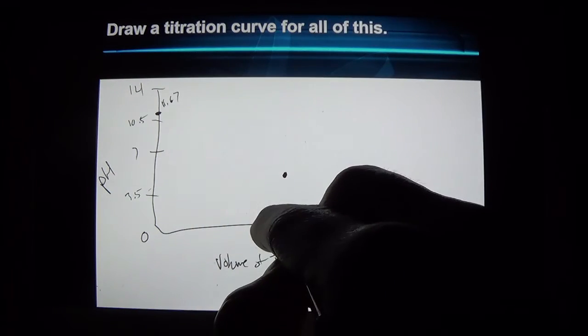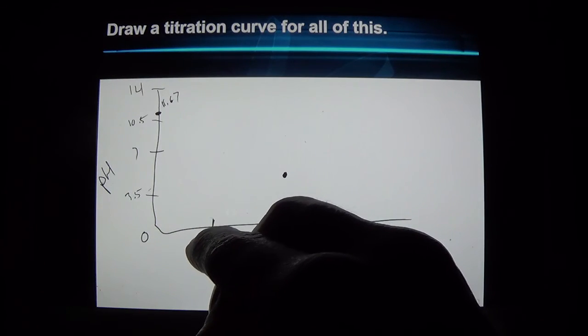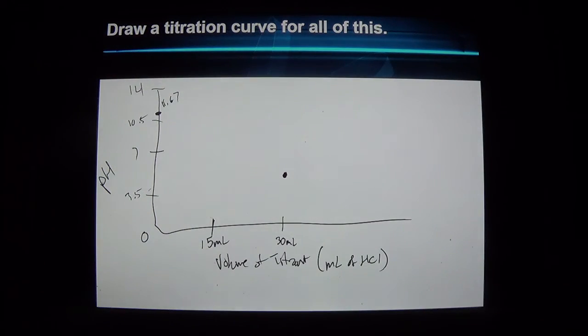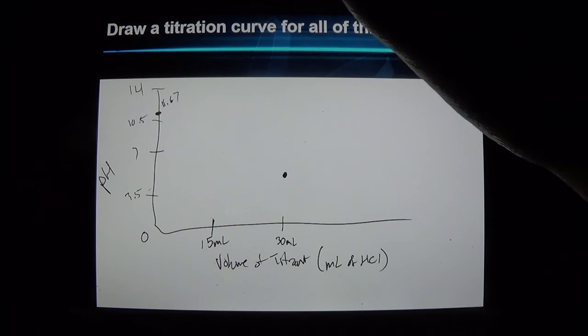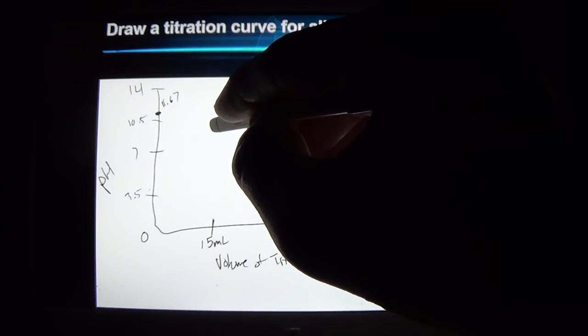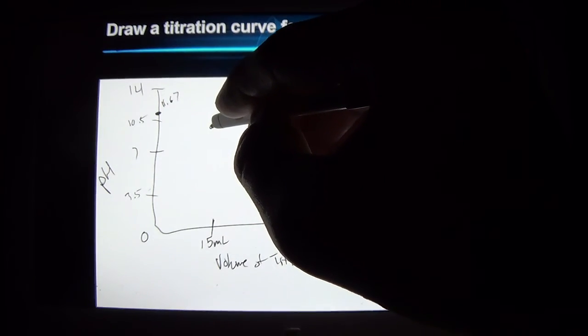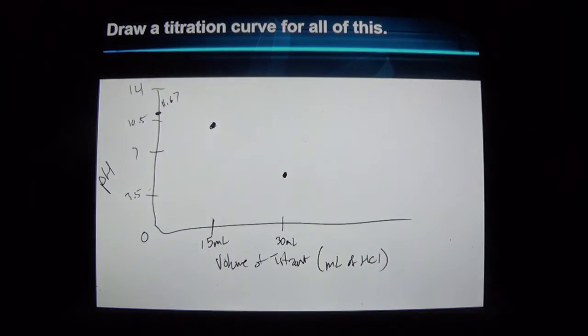We also had a half equivalence point, which meant half of the volume of titrant. So my half equivalence point's at 15 milliliters, and we determined that was 9 something. And you go back up and you look at what that was, and I'm going to guesstimate that to be right here. Now, they're not picky on the test about how your actual graphs look, but there are some key characteristics for a titration curve. So please, please, please catch what I'm about to show you as key characteristics.